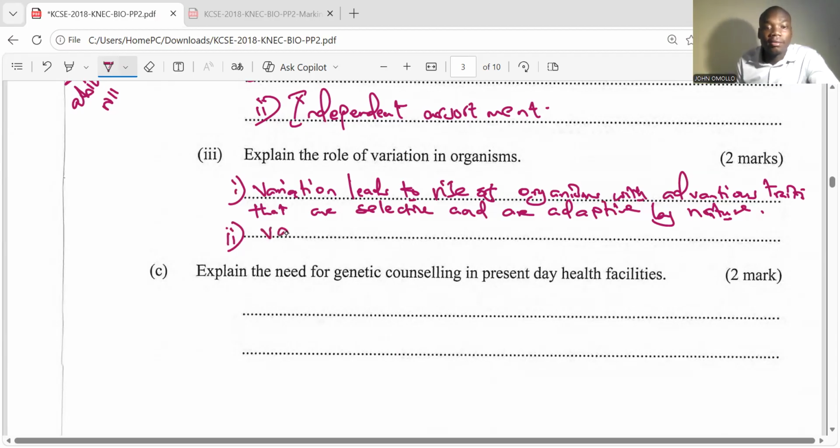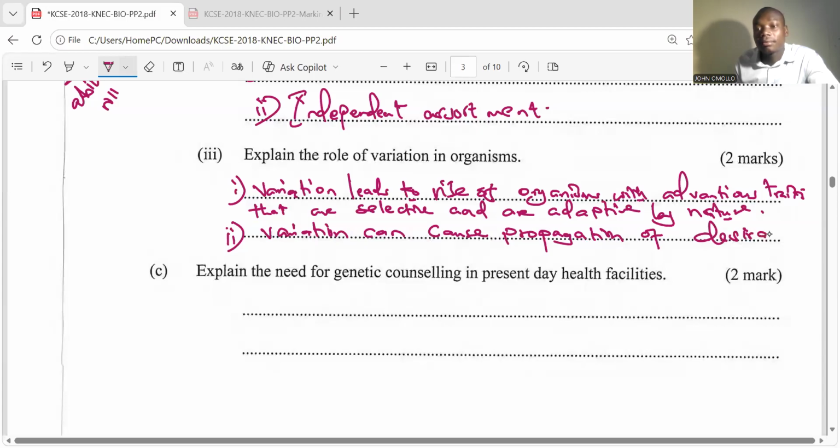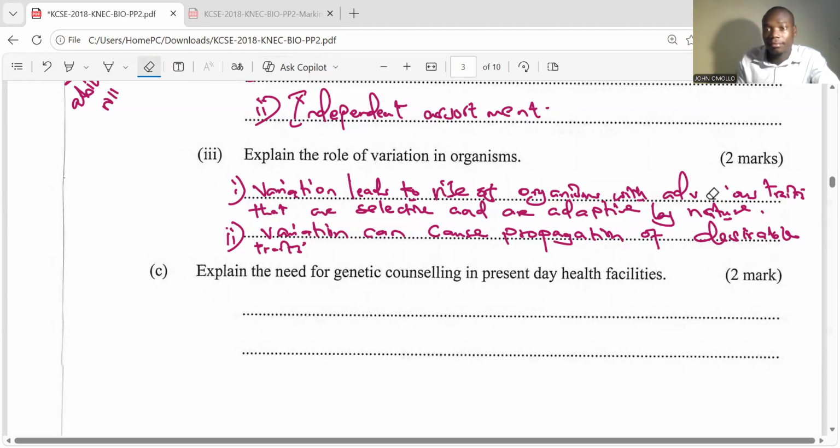And then variation again can cause propagation of desirable traits. Are you getting that? So it can also cause propagation. Once these advantageous, hey, what did I write here? Advantageous traits. Advantageous should be A. Advantageous traits.